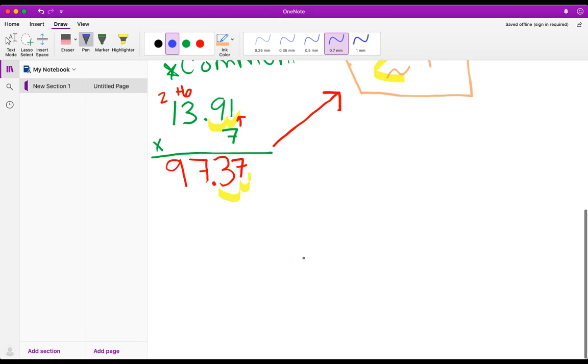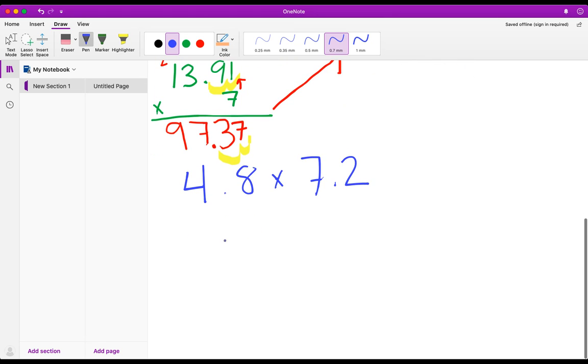All right, let's try another one. And this time let's try one with 2 numbers with decimals in them. So let's go ahead and try 4 and 8 tenths times 7 and 2 tenths. Okay, so a lot of dots. We'll put an X here for this one. So because of the commutative property of multiplication, I can stack these however I want. They're the same, so I'm just going to stack them the first number first.